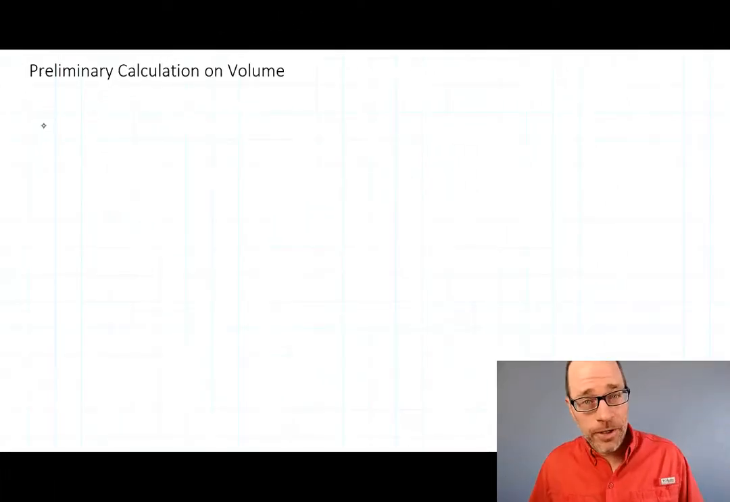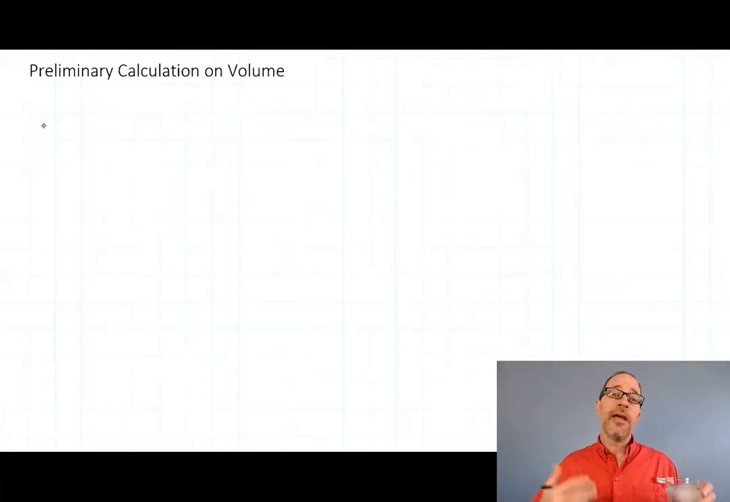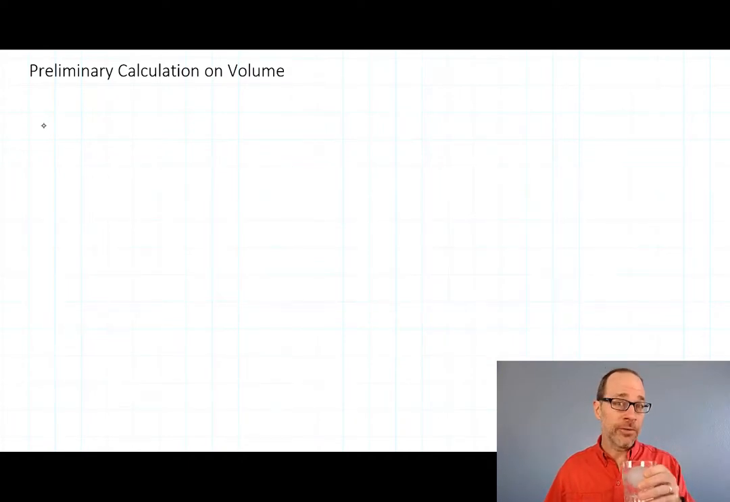Howdy! We're going to do related rates today, and we're going to start with an initial calculation on volume that we'll need.